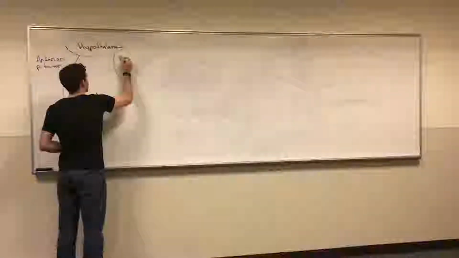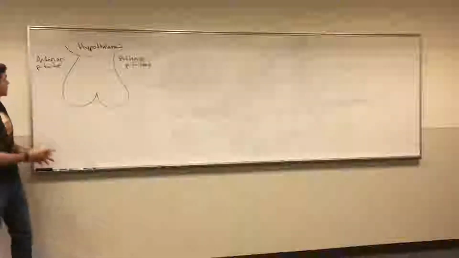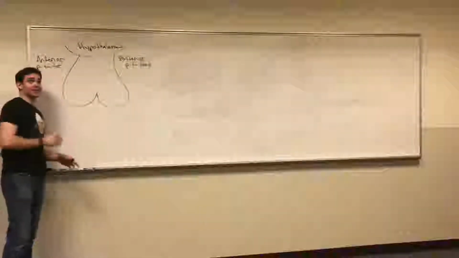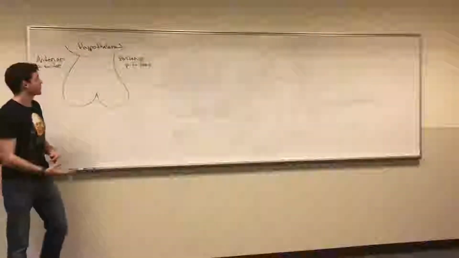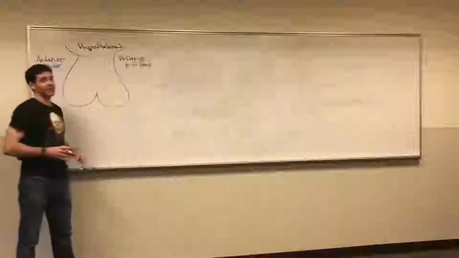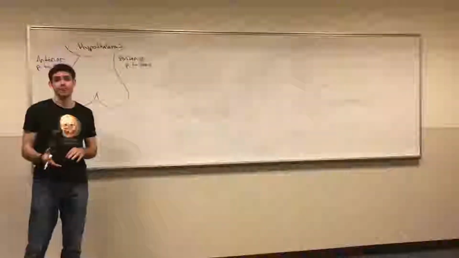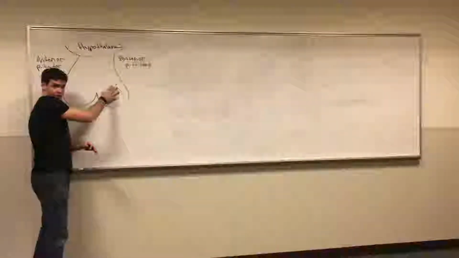And here is the posterior pituitary gland. And they're derived from different tissues. So the anterior pituitary gland is actually derived from the roof of the mouth, whereas the posterior pituitary gland is derived from the brain. So this is a more glandular structure, whereas this is a neural structure.